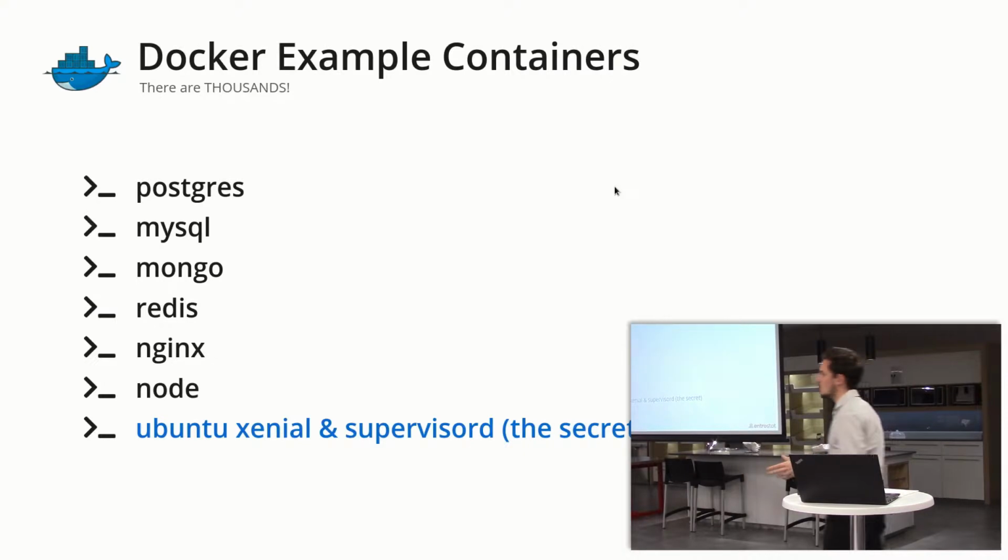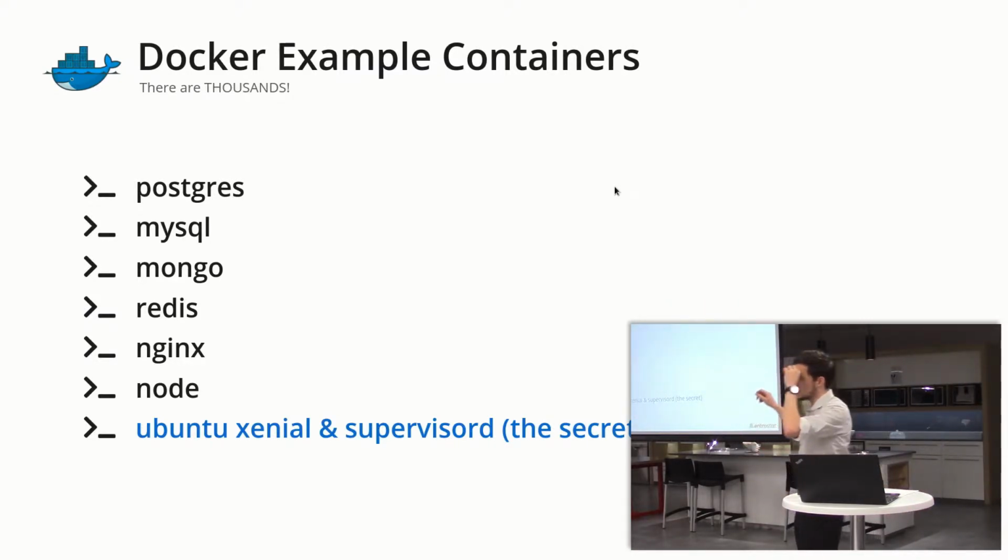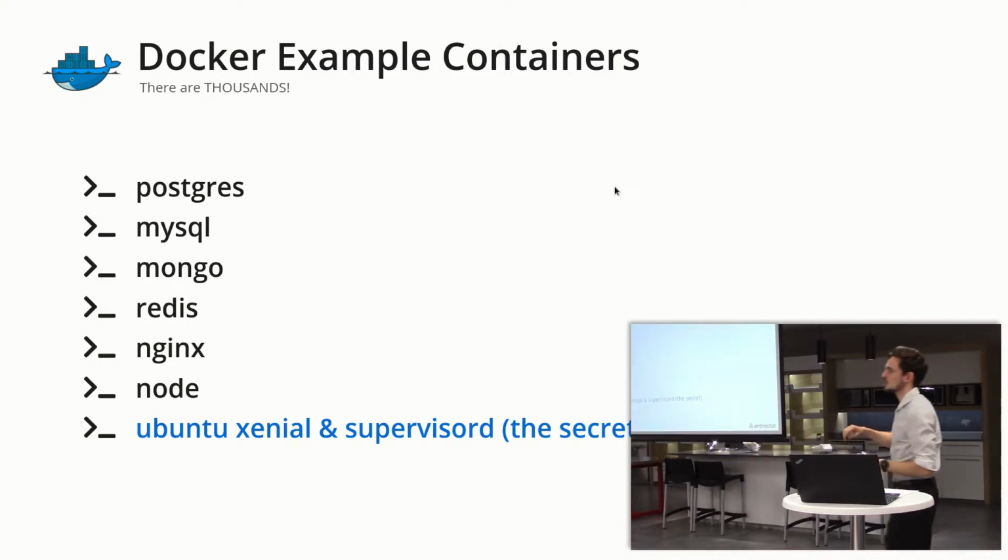Just a couple of other example containers that you can get from Docker: Postgres, Mongo, Redis, all of your different databases. You've got Node, you've got Nginx, and the one that's really quite special, and this was from that previous question, is that you can get an Ubuntu base, and then you can install something like Supervisor, which basically just monitors processes, and if they die, it starts them up again.